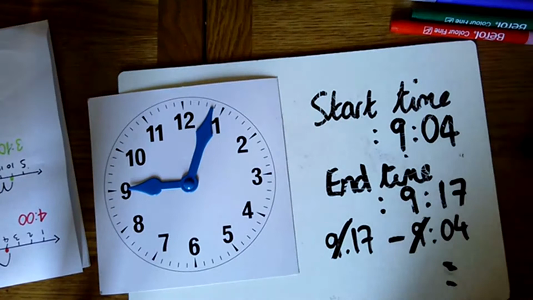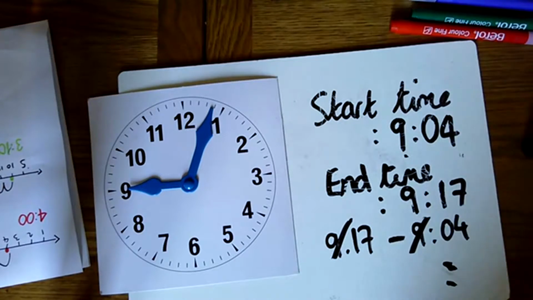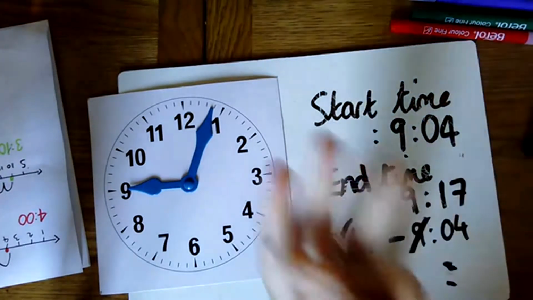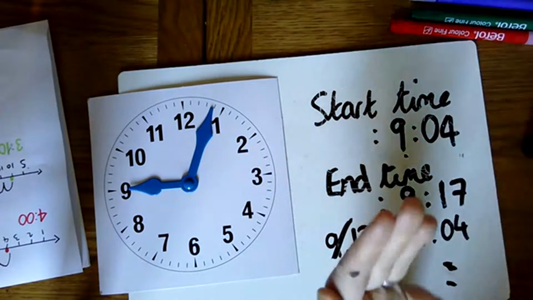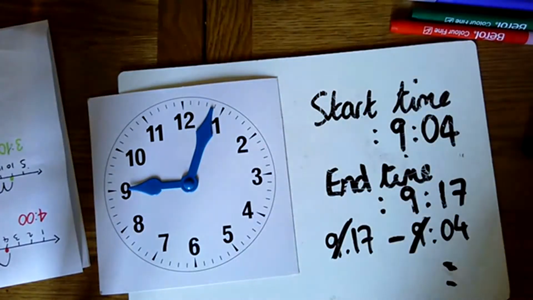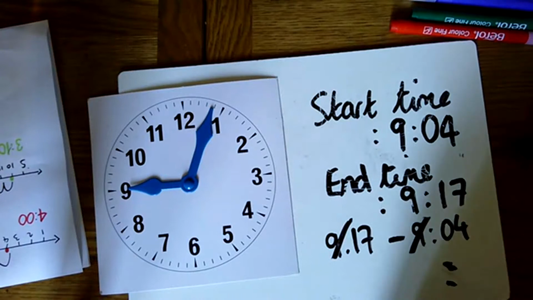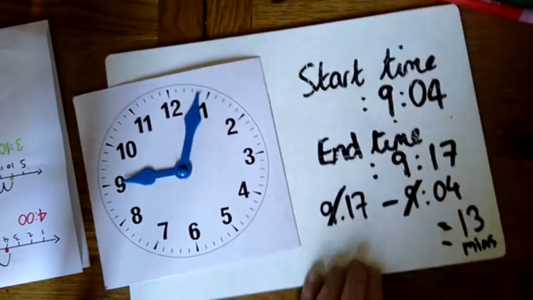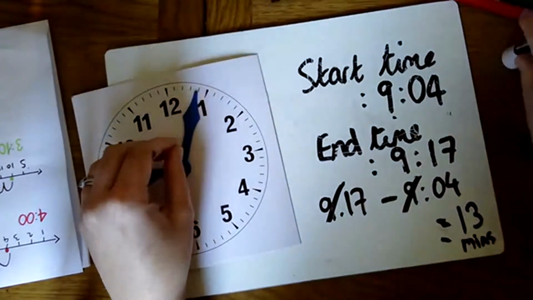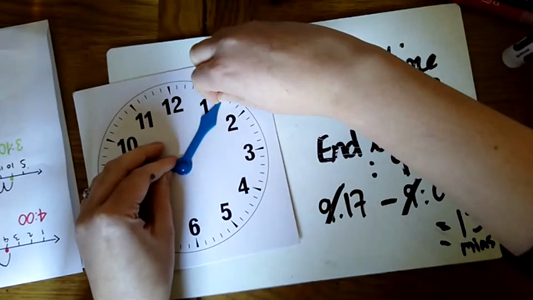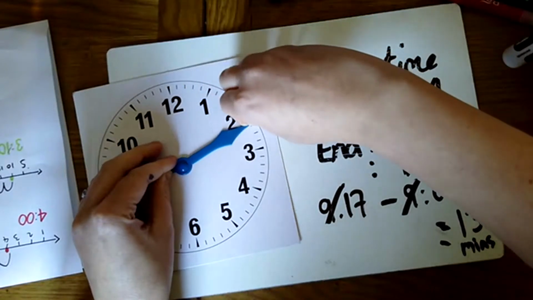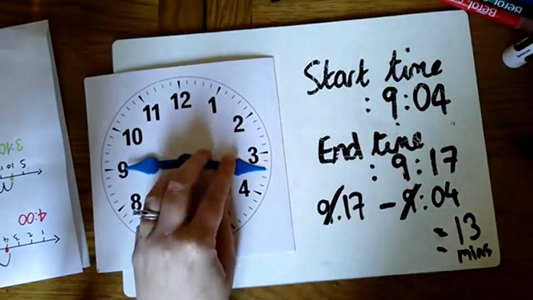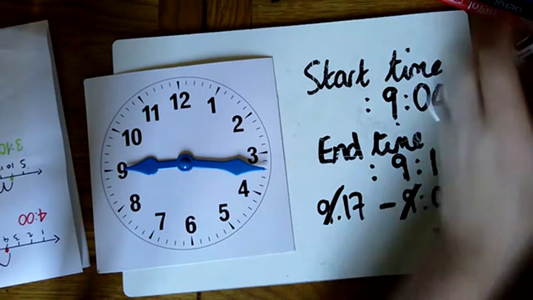17 take away 4. So we're going to do 17, 16, 15, 14, 13. 17 take away 4 is equal to 13. I know if I add 4 to 13, it makes 17. So again, it's knowing those number bonds as well, which are going to help us. We can also just do a quick check on here. We can go 1, 2, 3, 4, 5, 6, 7, 8, 9, 10, 11, 12, 13. 13 minutes on our clock, and we get to 9:17.